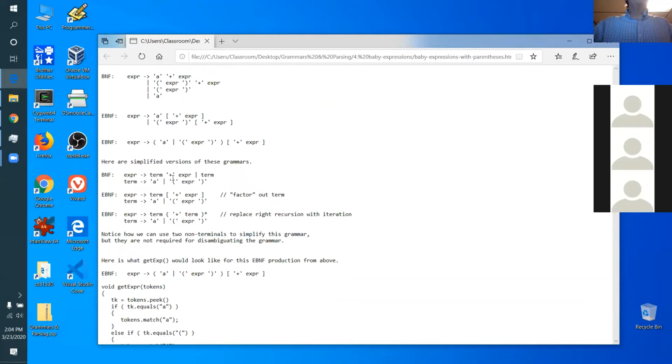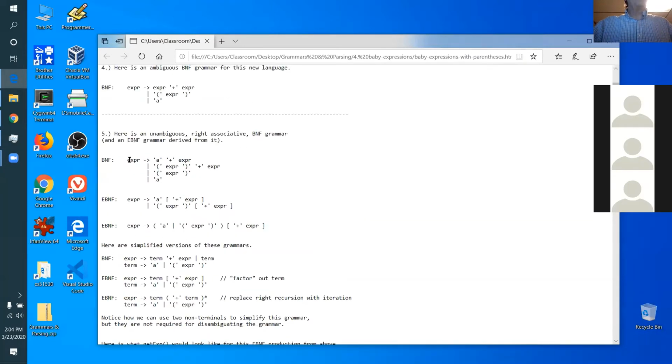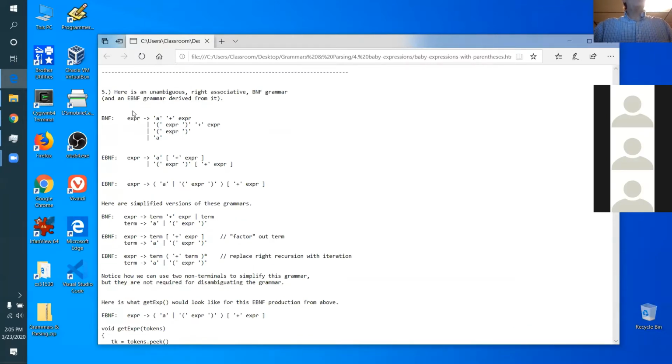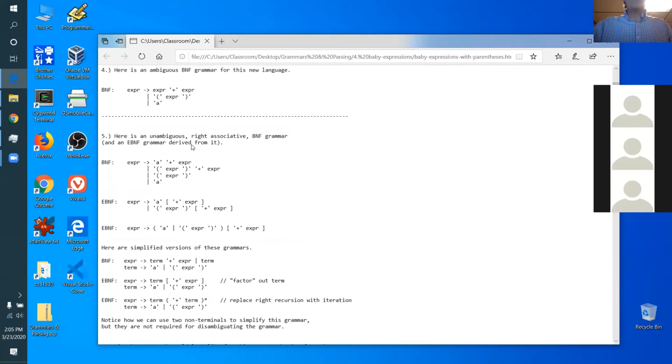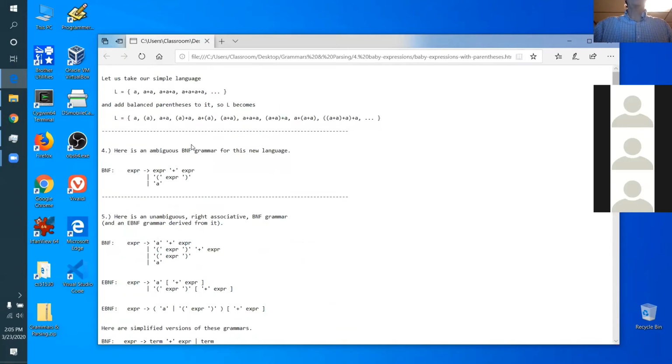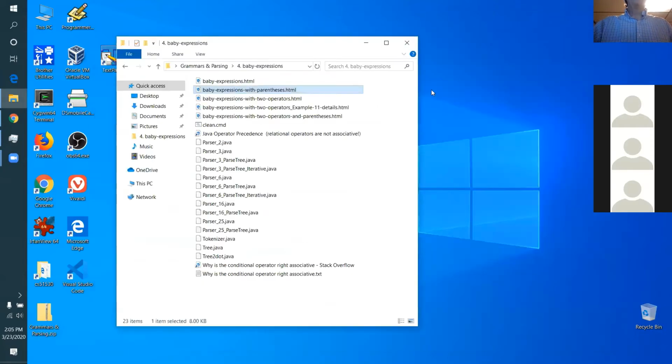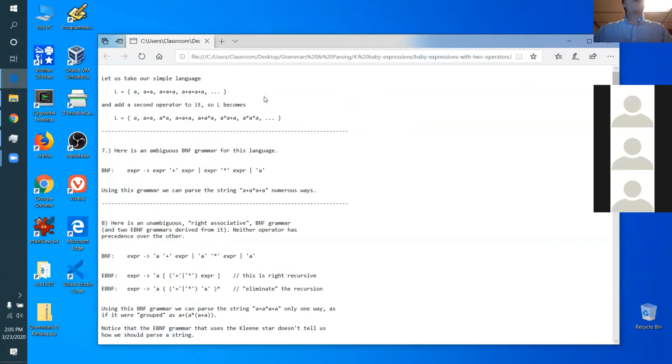Here was the grammar for this one. See, it's right recursive, so that makes it right associative. Remember, right recursive makes the grammar right associative, and left recursion makes the grammar left associative. Right now we haven't gotten to this. Let's start talking about this with two operators.